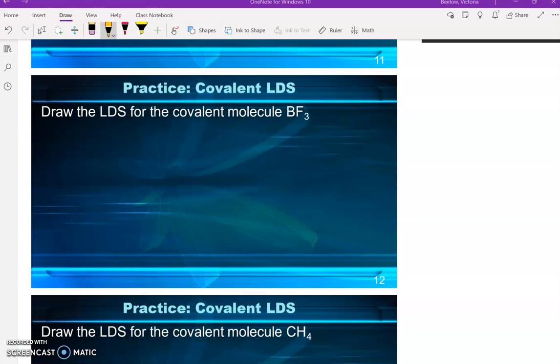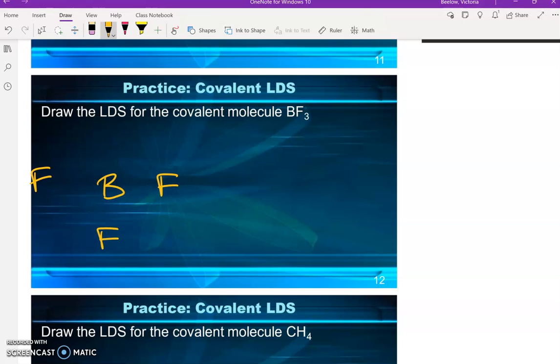In this video, I'm going to go over how to draw the covalent Lewis dot structure for BF3, which is boron trifluoride. So again, the first thing you want to do is draw out your elements that are in the compound. So here we have 1 B, which is boron. Since that's our only element of that kind, I'm going to draw it at the center. And then the fluorine, we have 3 of those. So I'm going to go ahead and draw those 3 fluorines around the boron.